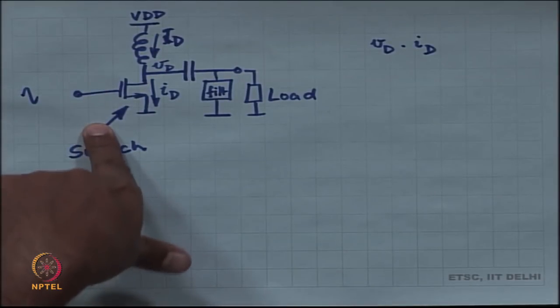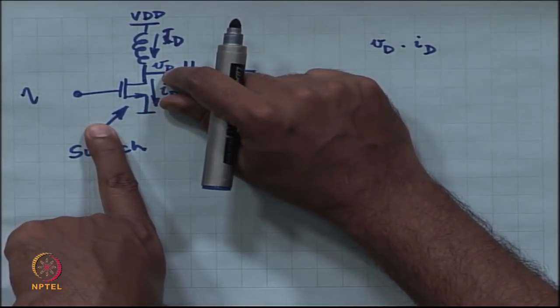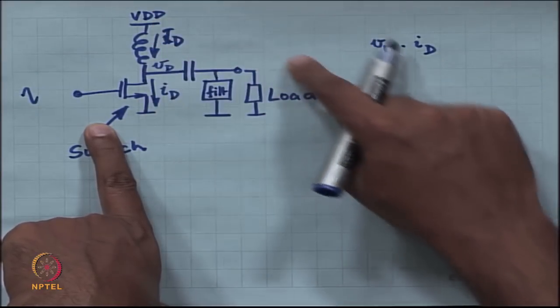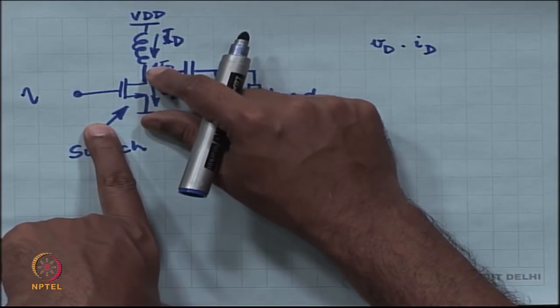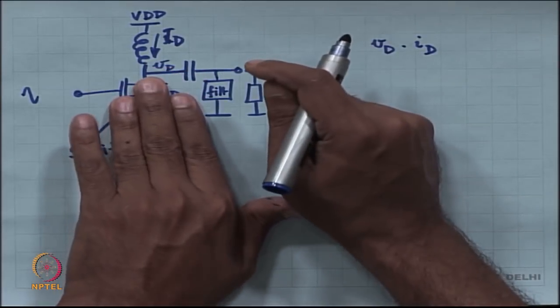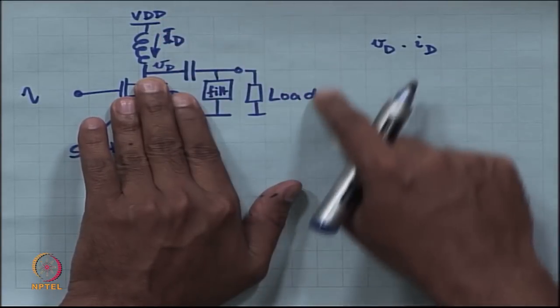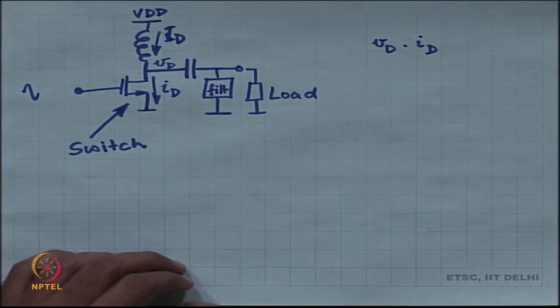When it is on, immediately Vd is going to become equal to 0. So, all the current will get delivered to the load. When it is off, Id is equal to 0, which means all the power will get delivered to the load. So, this is a classic class D amplifier.